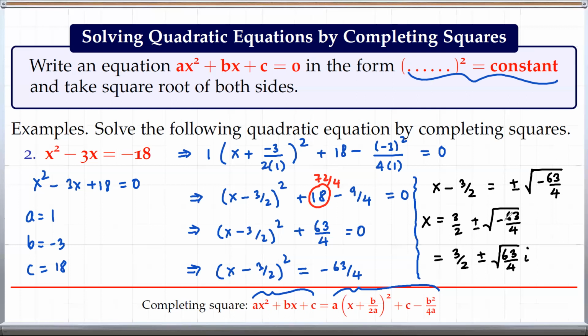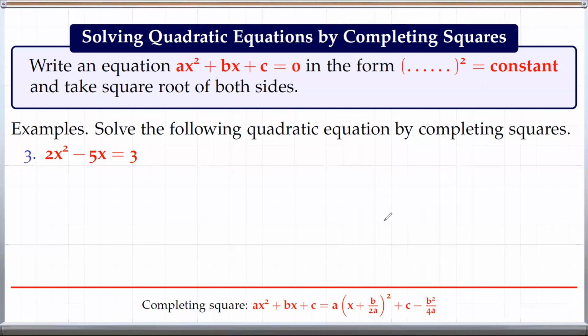So whenever we are taking the square root of a negative number, we get an imaginary number. And we can go one last step. So 3/2 plus or minus, since the square root of 4 is 2, we can write this as square root of 63 over 2 i. These are the solutions: 3/2 plus square root of 63 over 2 i, and 3/2 minus square root of 63 over 2 i. We are done with this example.